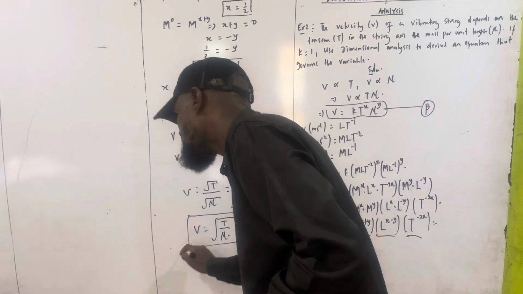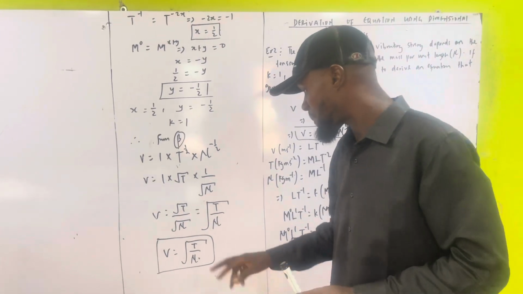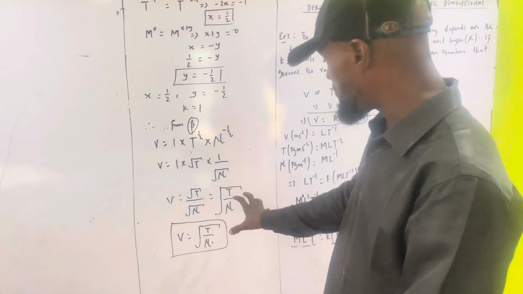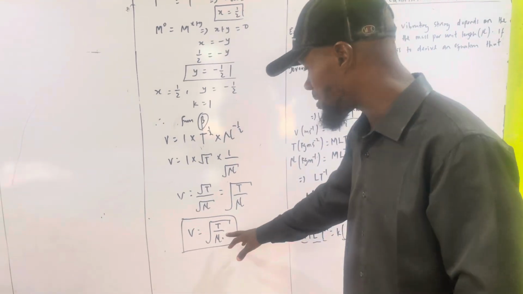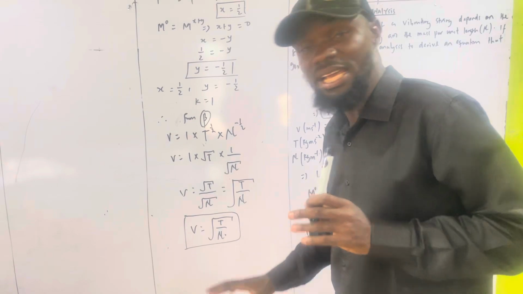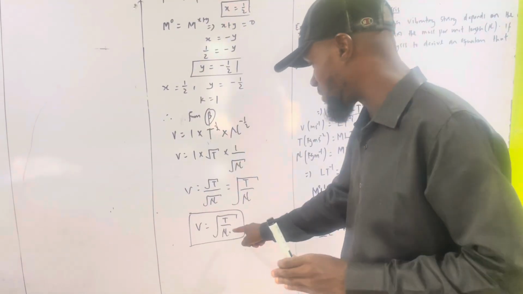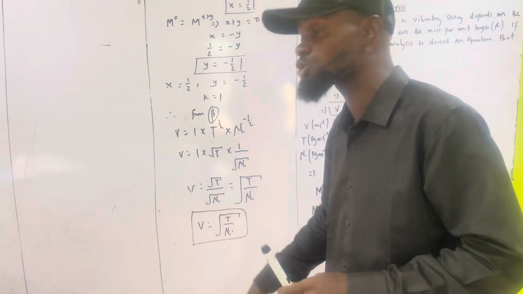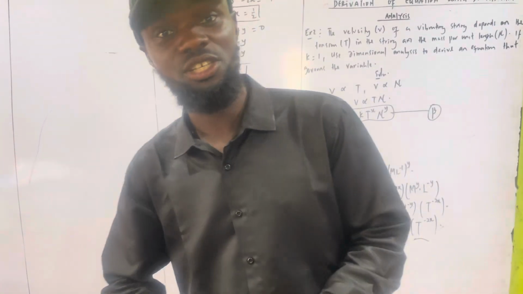So the velocity of a vibrating string depends on the tension T in the string and the mass per unit length. Mostly, if you want to use it to solve a question, you'll be given the mass separately and the length separately. You calculate mass over length for the denominator, and you'll be given the tension. The tension will be at the numerator, you divide it and take the square root to get the velocity of the vibrating string. Thank you.